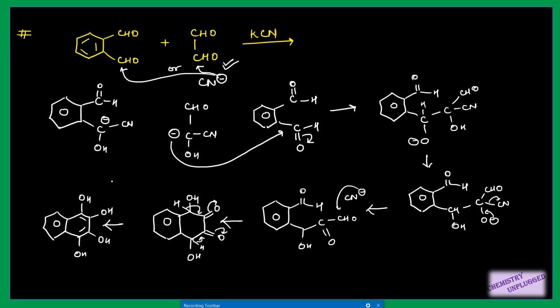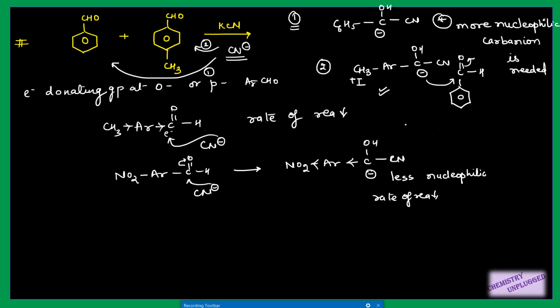Whenever you have a very highly electron withdrawing group attached on an aromatic aldehyde, or a very strong electron donating group attached on an aromatic aldehyde, in both cases the reaction will not take place, as we have discussed here, and these two things are decreasing the rate of reaction. So whenever you have a very strong electron donating group attached with your aromatic aldehyde, it will stop this reaction. Similarly, if you have a very strong electron withdrawing group attached, it will also stop the reaction.